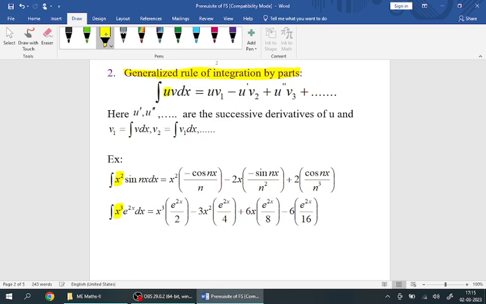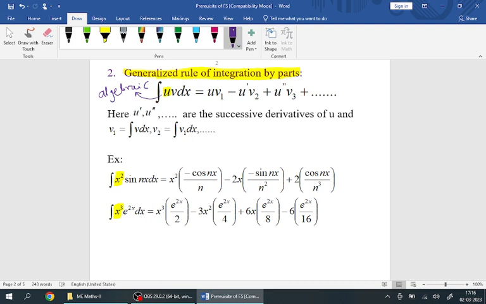Whenever this u is algebraic, only then do we use this generalized by parts. And what is the benefit of generalized by parts? We can get that integration in a single line. Otherwise we have to apply simple by parts again and again till the derivative of that algebraic term becomes zero. So you will observe what the generalized by parts is.